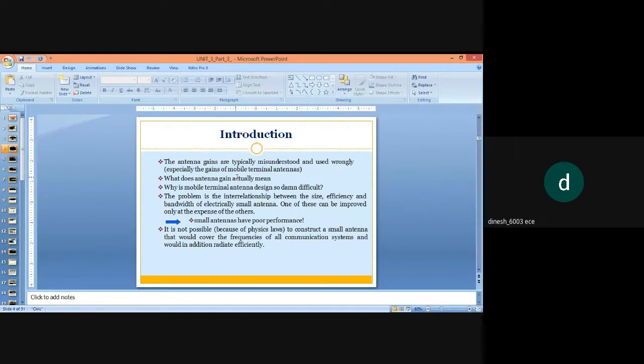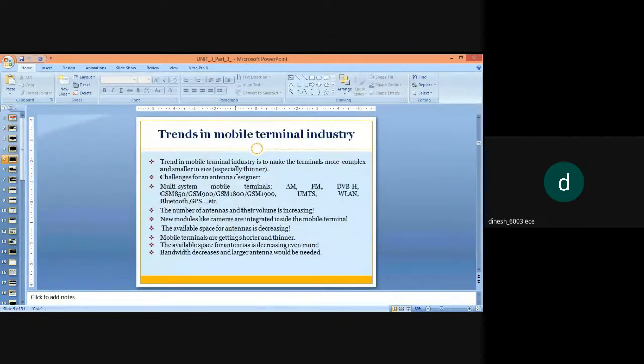If you have a small antenna, you have a poor performance. Because of the laws of physics, it is not possible for a small antenna to cover the frequencies of the communication system and in addition radiate efficiently. It is not possible with smaller antennas. So let us see some of the trends in the mobile terminal industry.